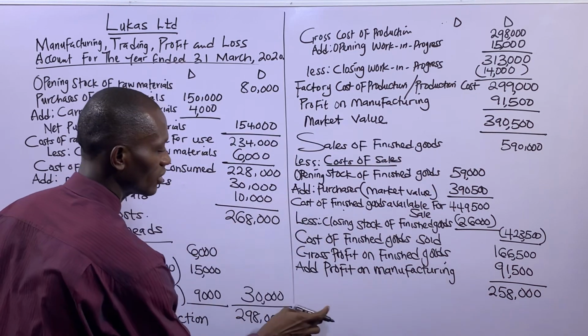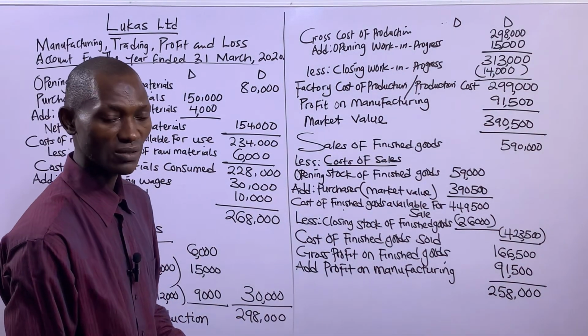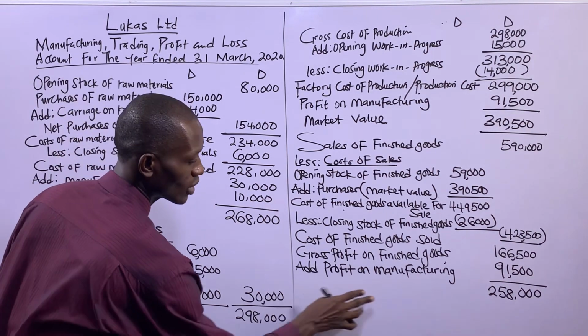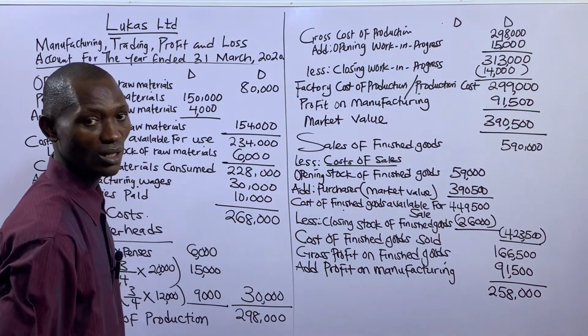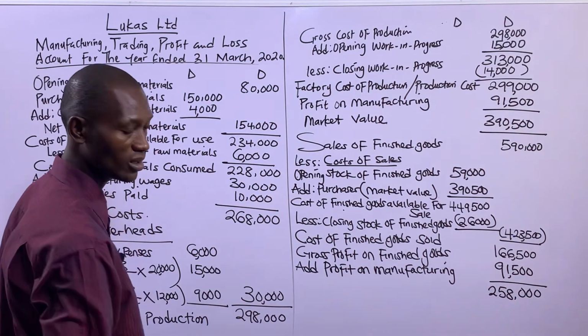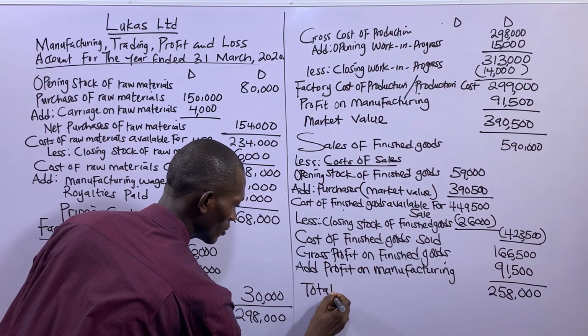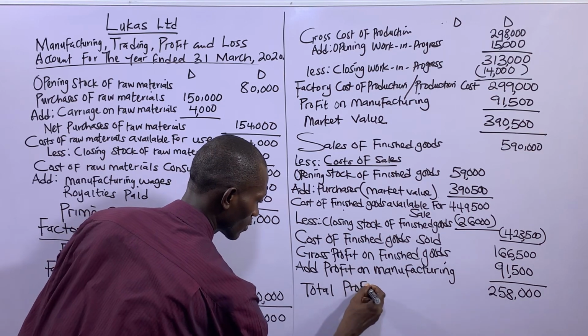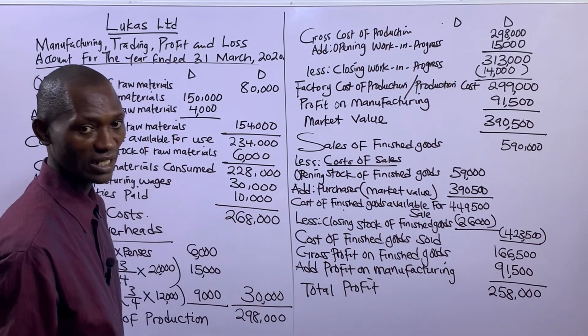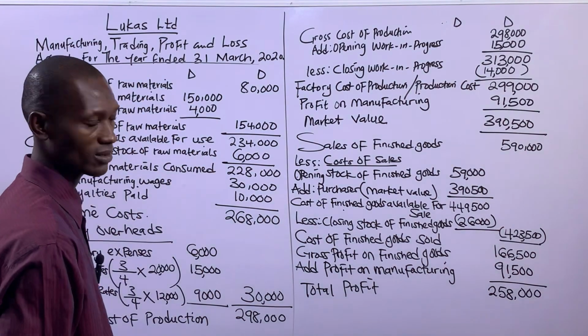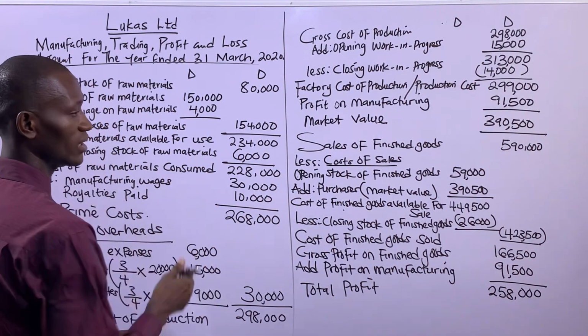Then if there is any other income like discounts received, commission received, decrease in provision, you are going to add it to this total income or total profits. So these are total profits. Then to get our net profits, we will now less all other expenses. So after that, we get our net profits.